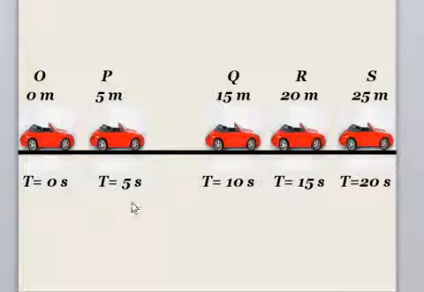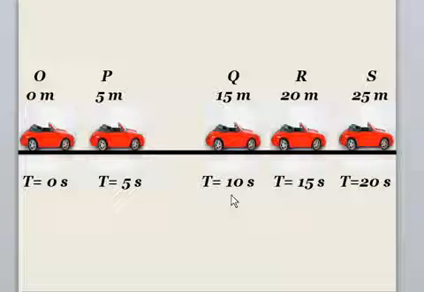In the first 5-second interval, the car moved from O to P. The distance covered is 5 meters in 5 seconds. And in the second 5-second interval, the car moved from P to Q. So the distance covered is now 10 meters in these 5 seconds. We can therefore say that the car speeded up in the time interval from 5 to 10 seconds.